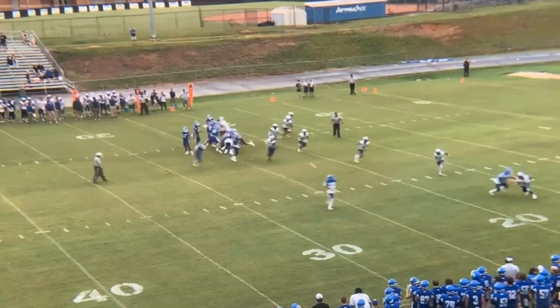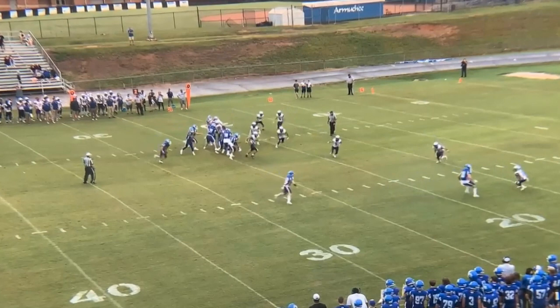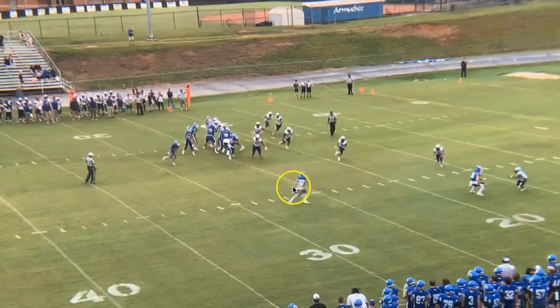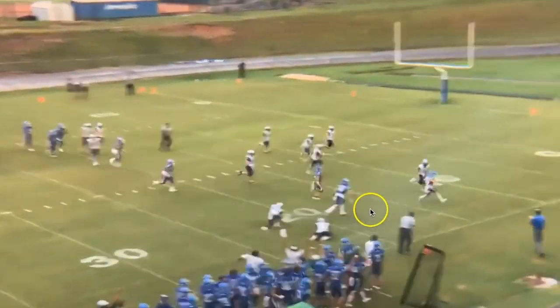This would be the field judge's call. All the way is your widest guy, field judge's key, and you would never move off this key. The wing would pick up this player, and field judge, you stay engaged with them.